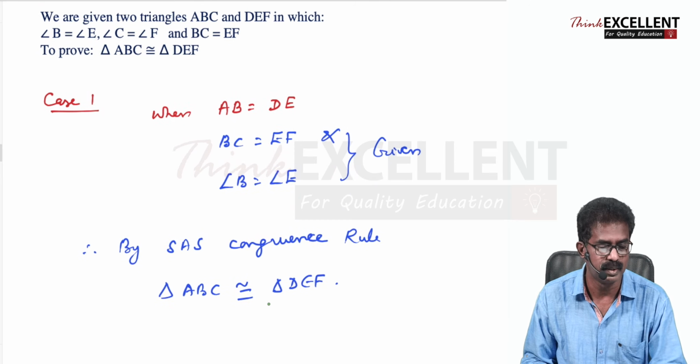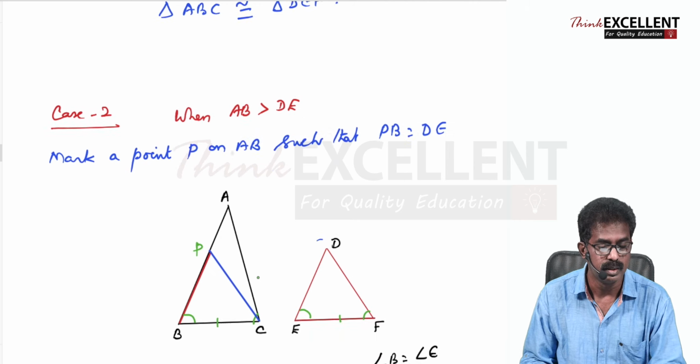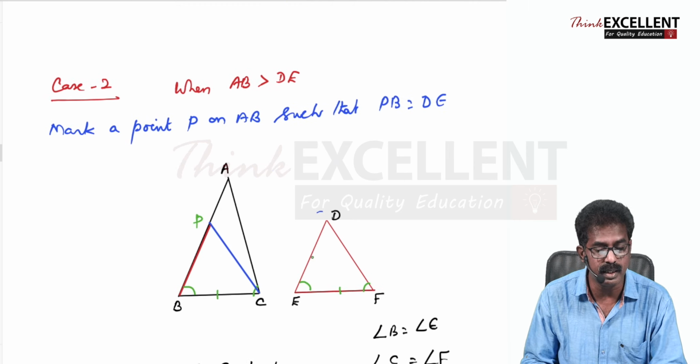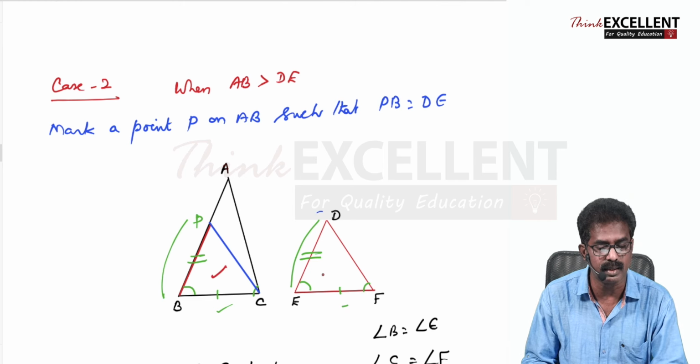First part is over. Second case, AB is greater than DE. See, AB is greater than DE. So what we do here: measure this length, mark a point P. Now this length and this length are what? Equal. Already these two are equal and the included angle. So this small triangle and this triangle are congruent. So the corresponding angles are equal.